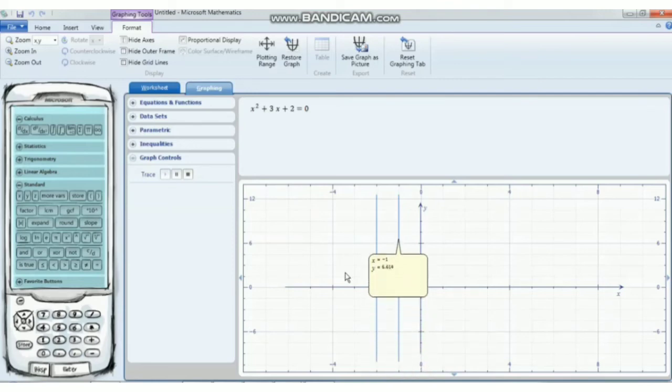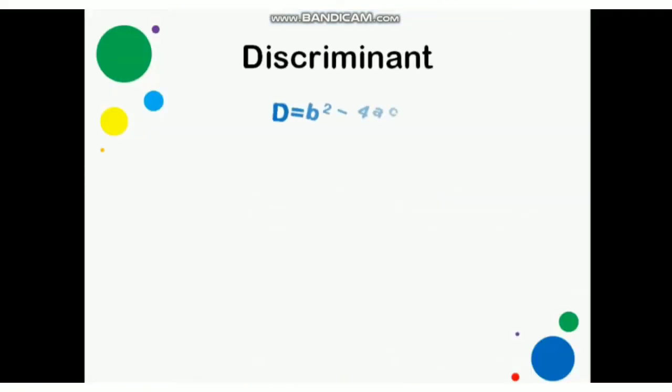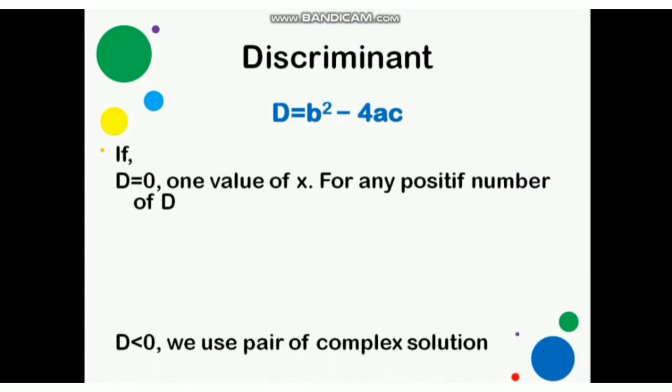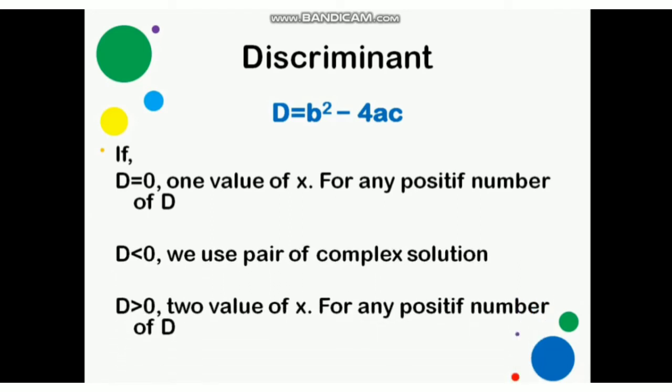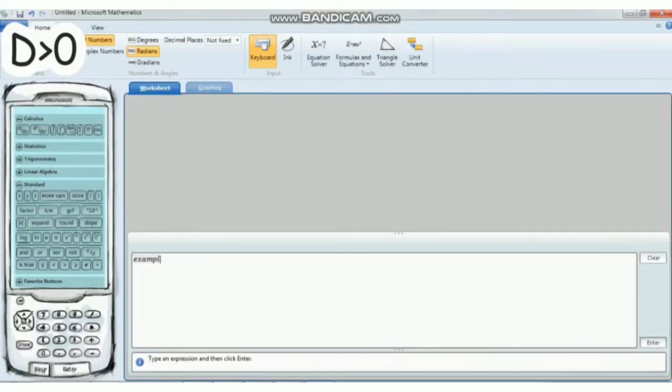The x is minus 1. Discriminant D equals b squared minus 4ac. If D is equal to 0, there is one value of x. If D is less than 0, we have a pair of complex solutions. And if D is more than 0, there are two values of x. So, we will explain what happens if D is more than 0.